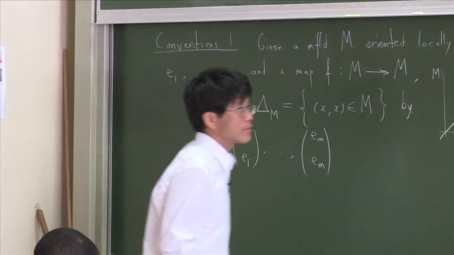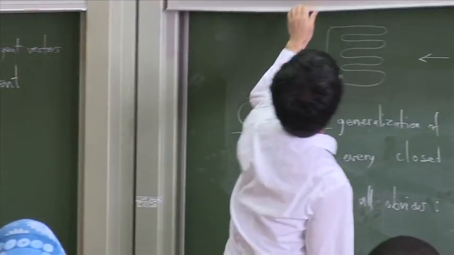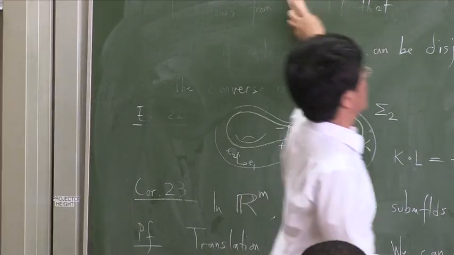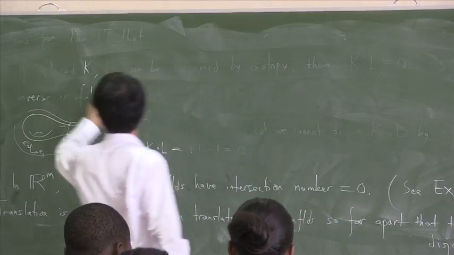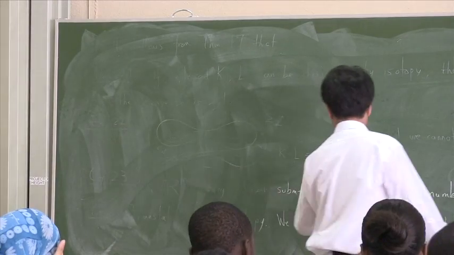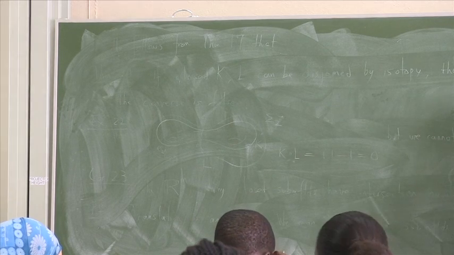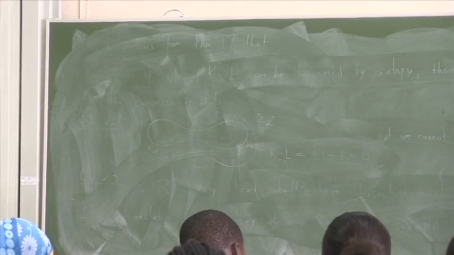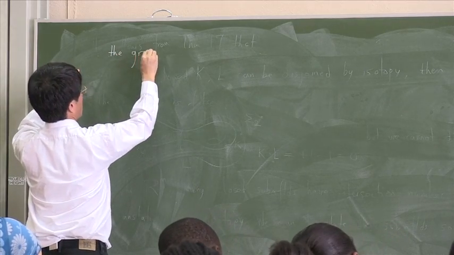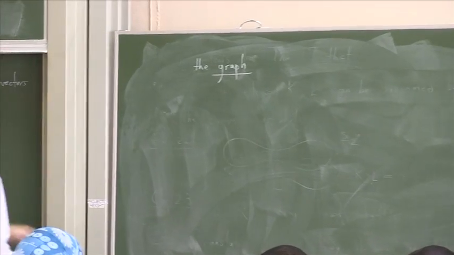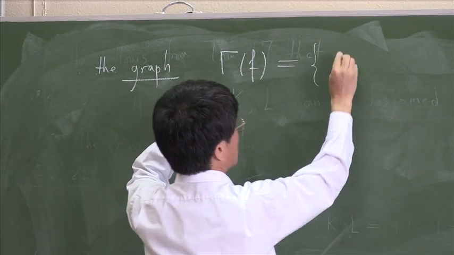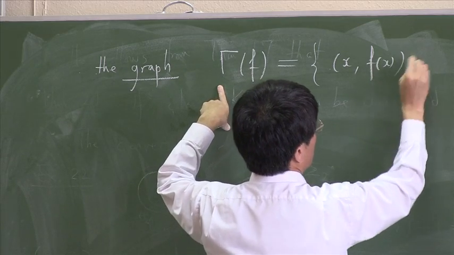Okay, next, the graph of the function. This part, as I said, is technical, so please bear with us. But we have to say this in order to use the intersection theory with its full power, so that we can compute things. Next, the graph. I don't mean the graph in the sense of graph theory, but graph in the sense of elementary mathematics. So we shall call it capital gamma of F, and it is simply a subset of the product of this form.